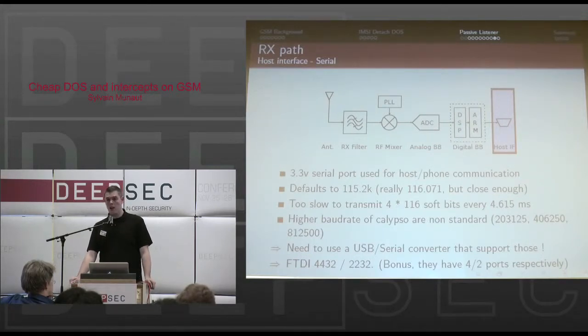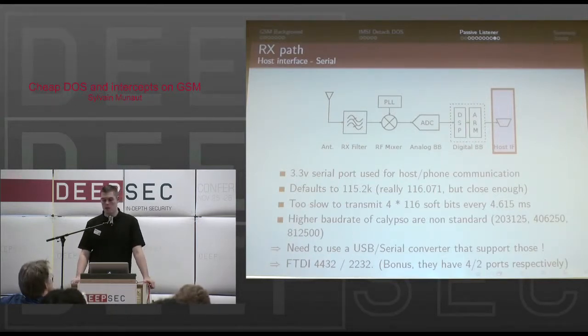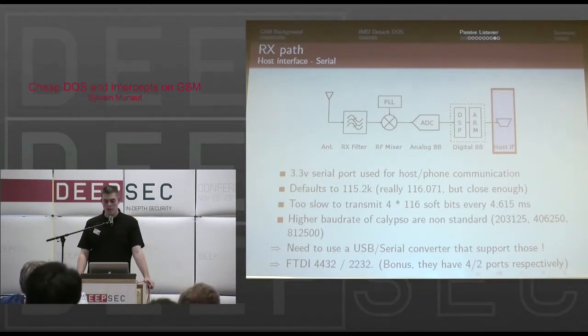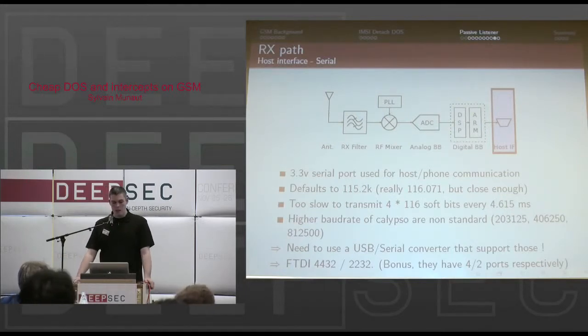Finally, we have to get the data out somehow. Osmocom BB uses a serial port, and the advantage is it's very simple. However, at 115 kilobaud, it's just not fast enough if you want to receive two bidirectional voice channels. You have to receive four bursts of 160 bits, and we transmit soft bits and not hard decisions. So it's a lot of bandwidth. Not much of a problem. We can just increase the baud rate.